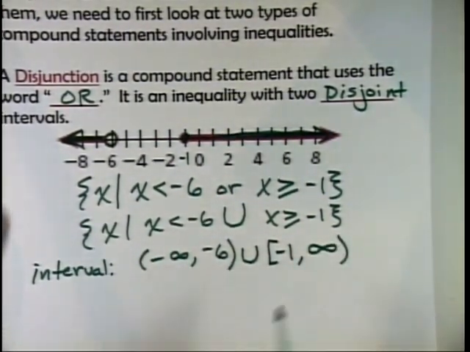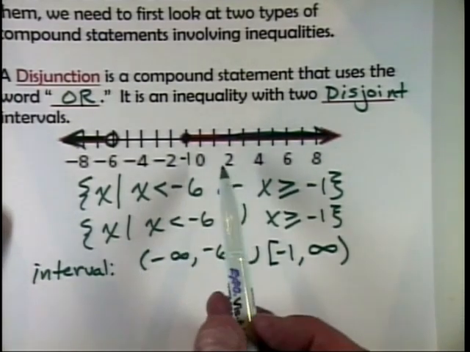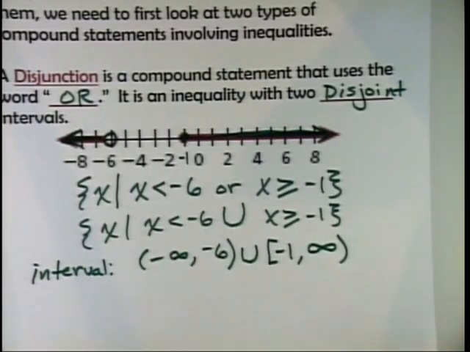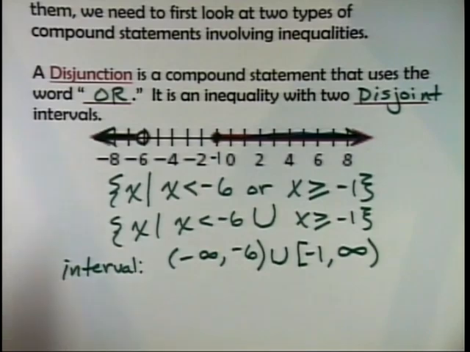So these are listing the x values, even though we don't have the x value here. And again, we're assuming that we're talking about all real numbers if we don't specify what type of set of numbers. So that's a disjunction. It's an or disconnected interval.